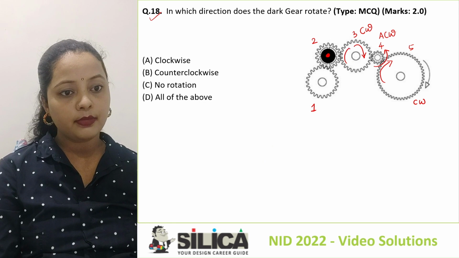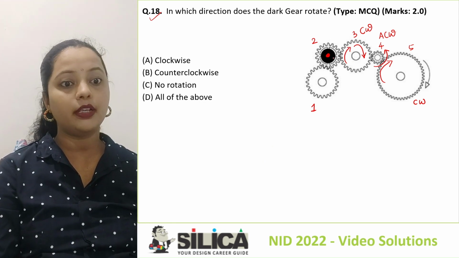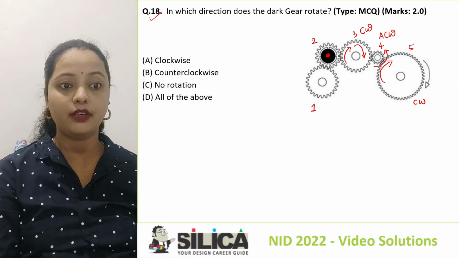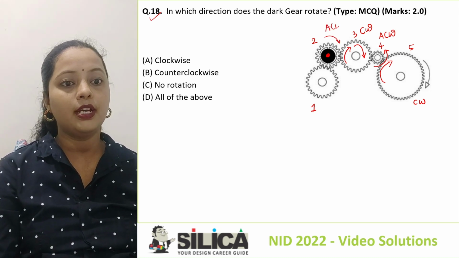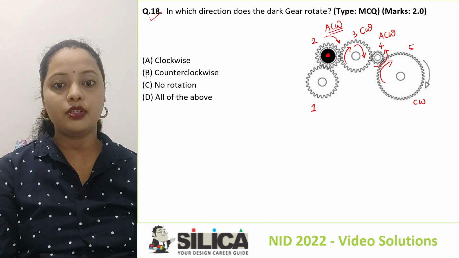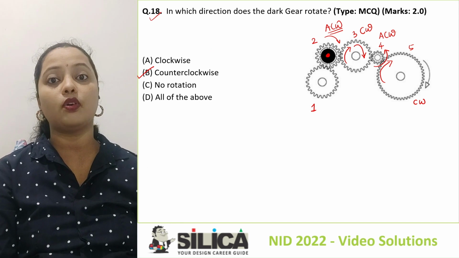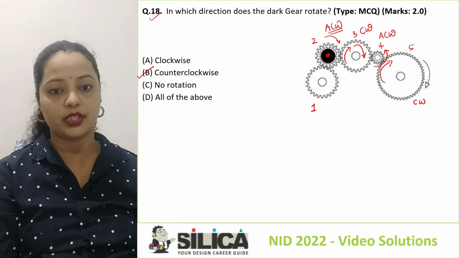Now, when this gear number 3 goes in clockwise, how would this gear number 2, which is the one we have to find, move? It is going to move in anti-clockwise manner. And this is what we have to find. So, among the options, obviously, counterclockwise or anti-clockwise, option B, that has to be the answer to this question.